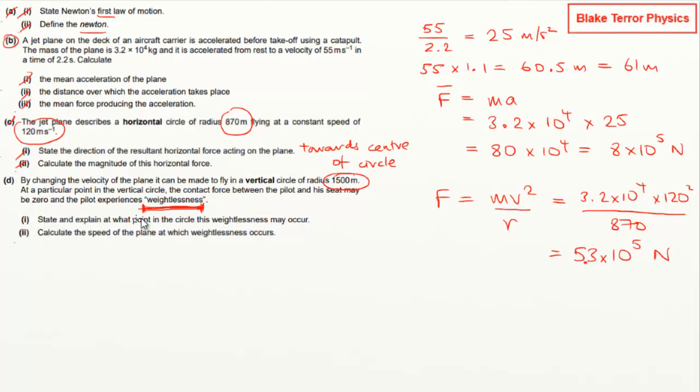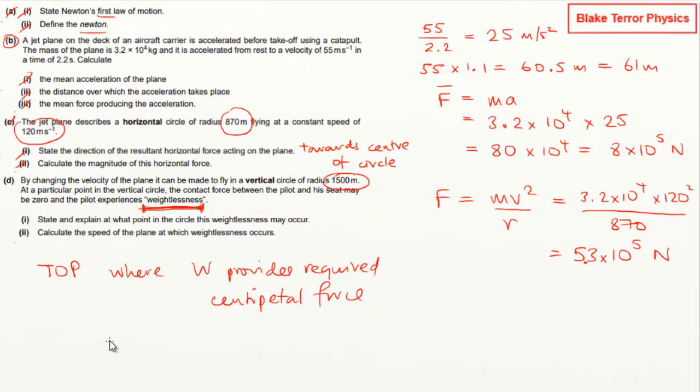State and explain at what point in the circle this weightlessness may occur. So it will be at the top of the circle where the weight provides the required centripetal force. Okay, calculate the speed of the plane at which weightlessness occurs. So it will be where the weight is the centripetal force.